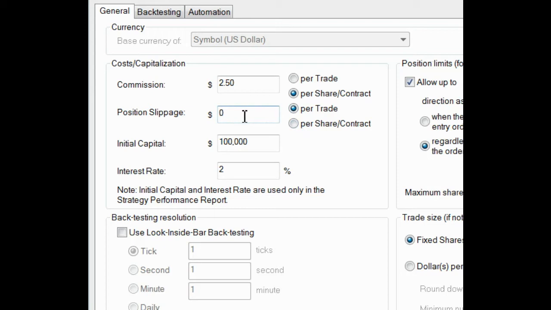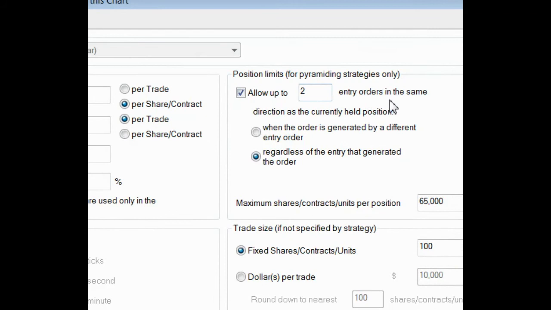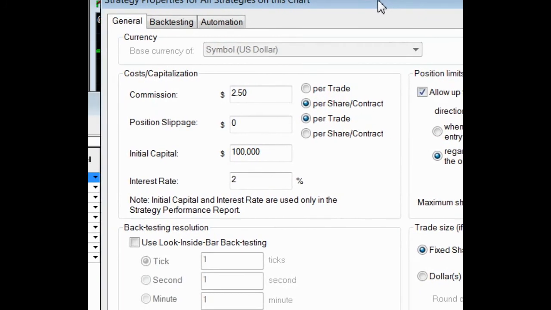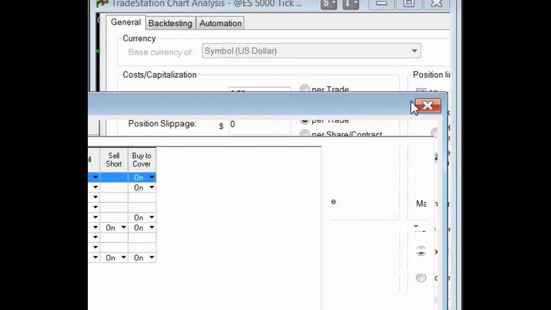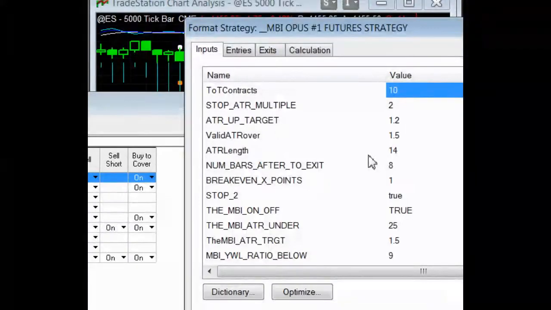I know for the MBI Opus, even when you're looking at my 80+% win rate, I'm putting in a slippage of 1250 per contract per trade. Other side of it here, allow 2 entries. If you're doing it in thirds, you would just put a third, regardless of the order, and that makes that pretty straightforward.